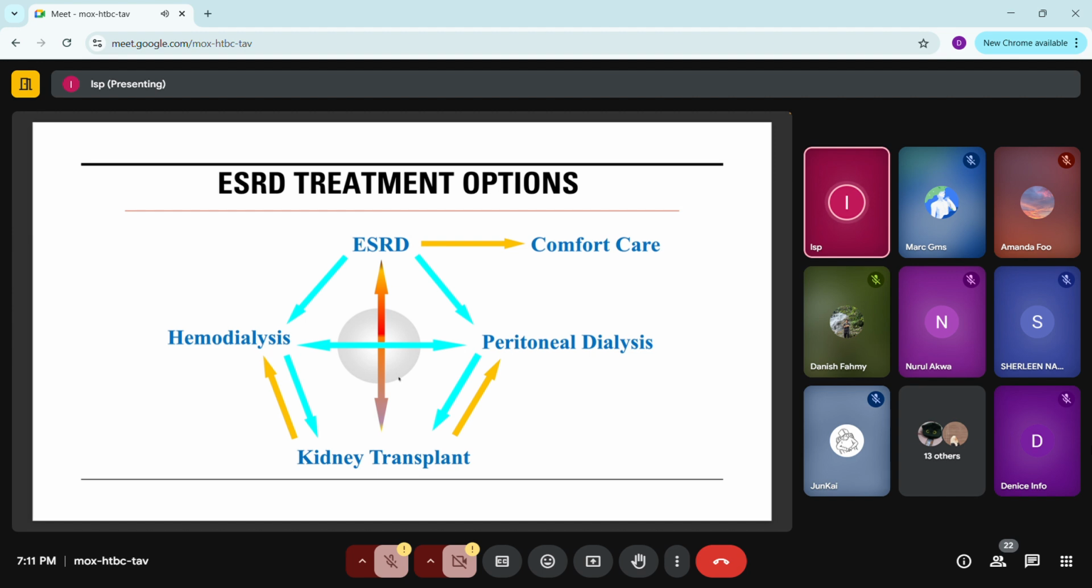Other options are renal replacement therapy. Number one is hemodialysis. Number two is peritoneal dialysis. Another resort is kidney transplant. So in overseas, kidney transplant is always the first line management. But in Malaysia, renal transplant is not so commonly done because of lack of donor. So hemodialysis and peritoneal dialysis is still the first line management in Malaysia.